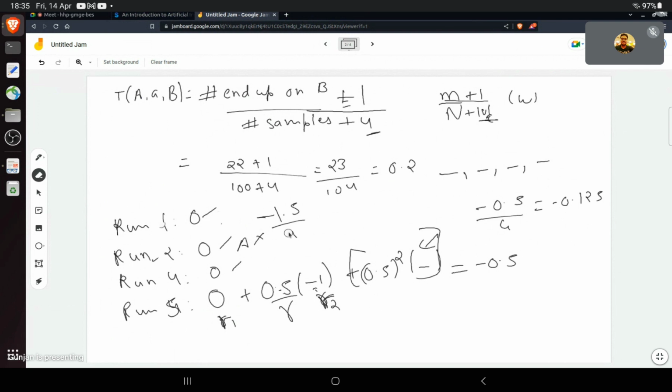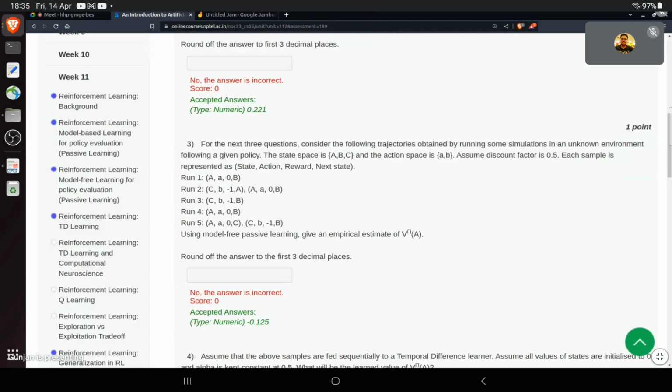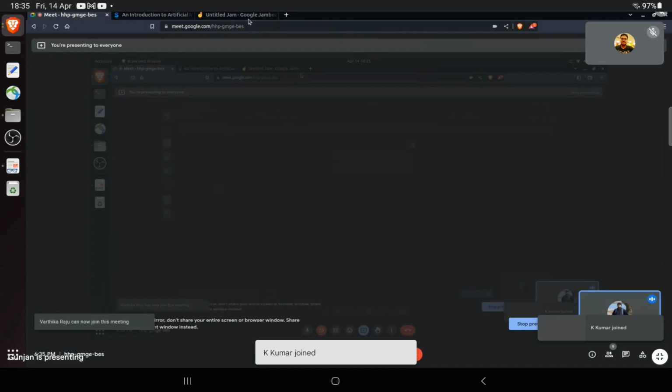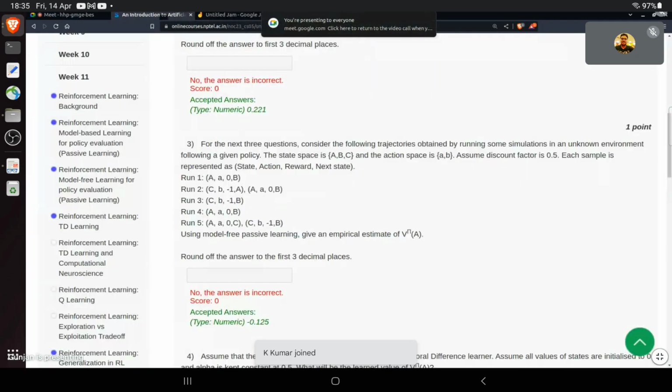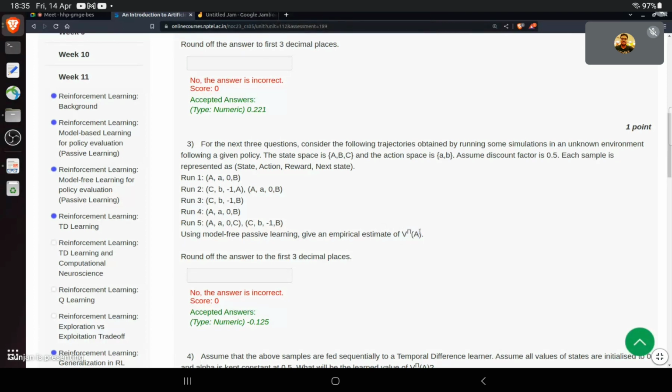My doubt was just how you calculated this, because I was thinking of calculating V pi of B and V pi of C. In question number 3, it is model-free passive learning. So why were you computing V pi of C here? The last one was V pi of A. To calculate V pi of A, do you require V pi of C? No, it is model-free passive learning.